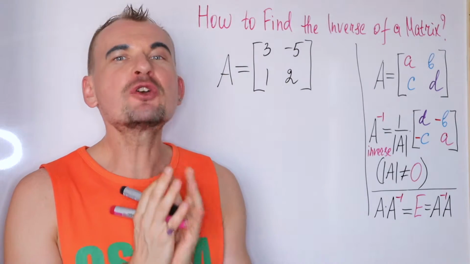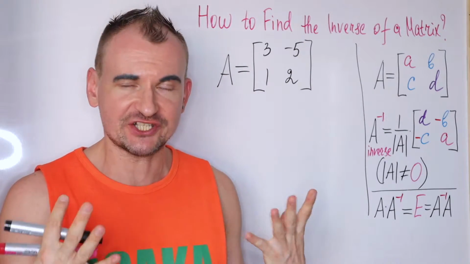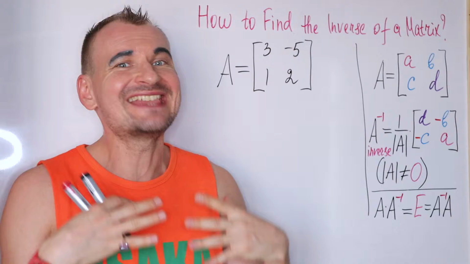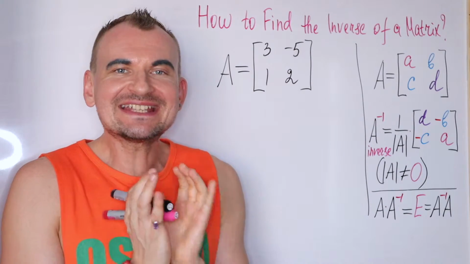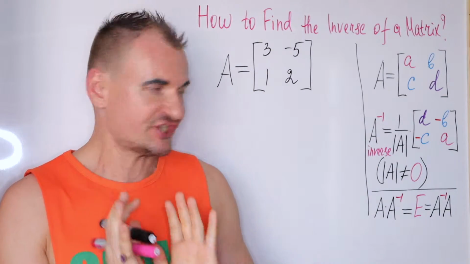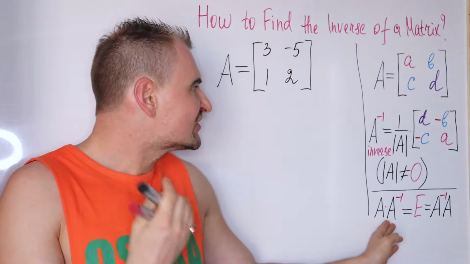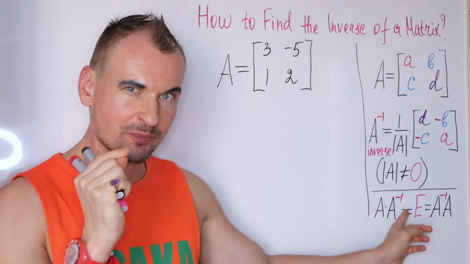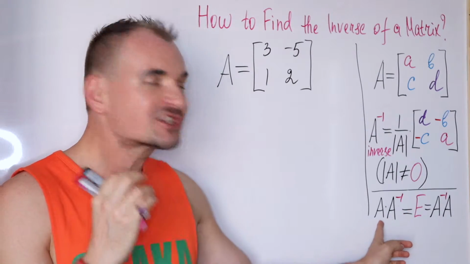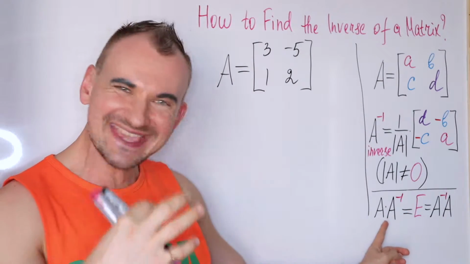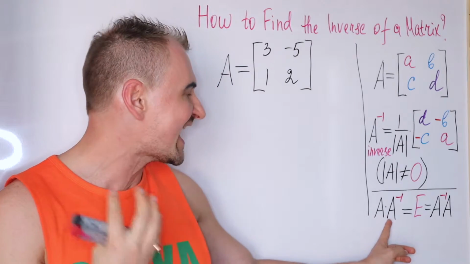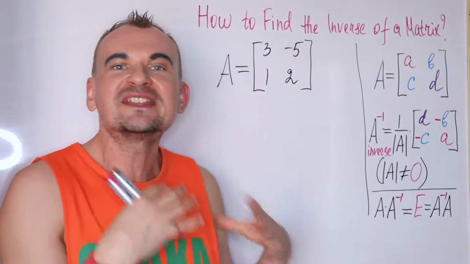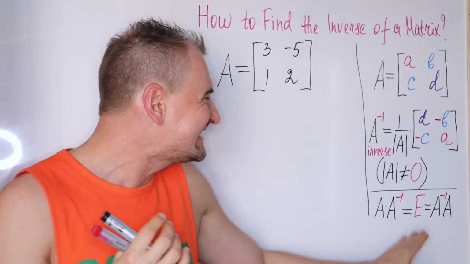Hey guys, today I will show you how to find the inverse of a matrix. And first of all, what is the inverse? Basically it's another matrix, and typically it's denoted by A with a -1 superscript. And if you multiply your matrix A by this inverse matrix A to the -1, that gives you the identity matrix.